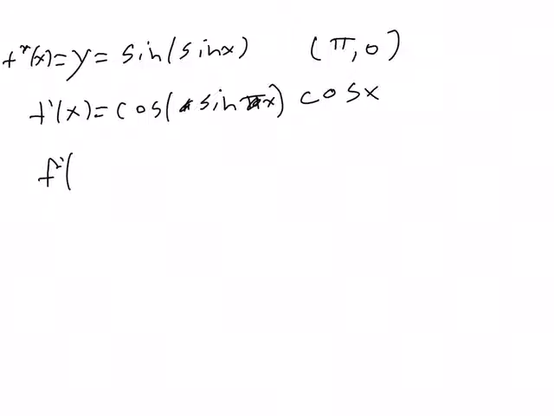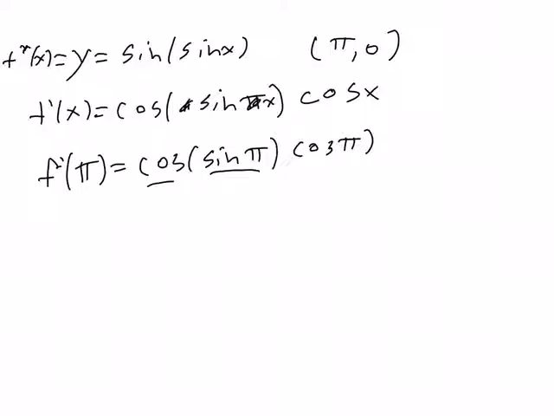So f prime of pi is equal to cosine sine of pi times cosine of pi. So sine of pi is 0, cosine of 0 is 1, and so we have 1 times cosine of pi, which is negative 1, so we get negative 1, so this is equal to negative 1, which is equal to m. So we have y is equal to negative 1 times x minus pi.